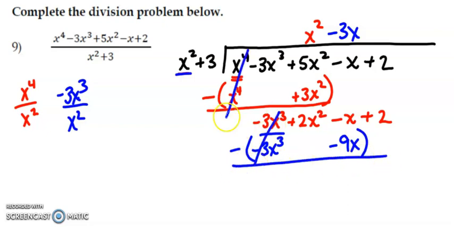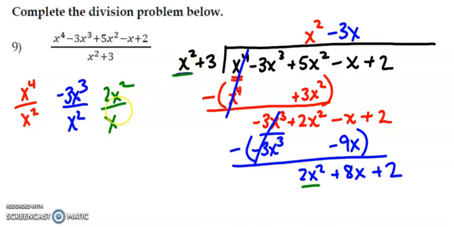Those will cancel, just like those canceled. 2 minus 0 is 2x squared. Negative x minus a negative 9 is going to land me at positive 8x. And then 2 minus 0, we still just get 2. Last round, 2x squared divided by x squared leaves me with 2. Then I multiply. 2 times x squared is 2x squared. 2 times 3 is 6. Then I subtract.